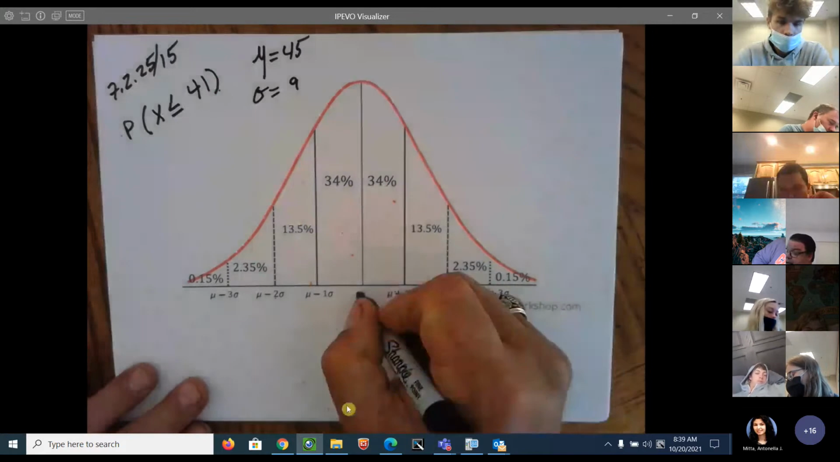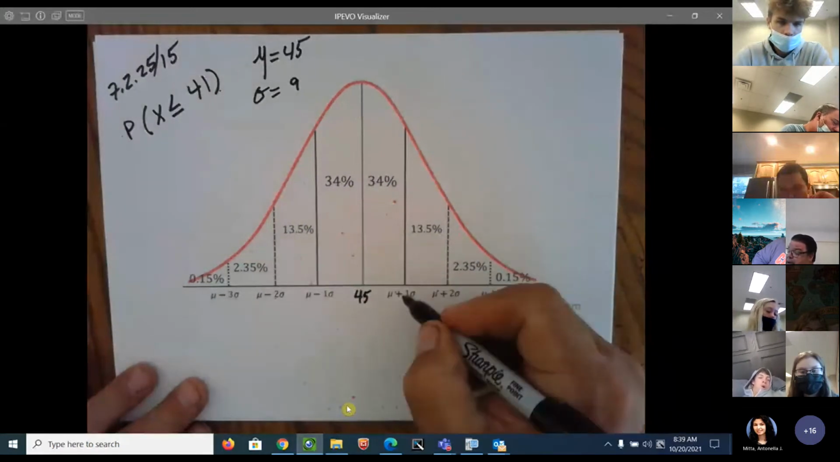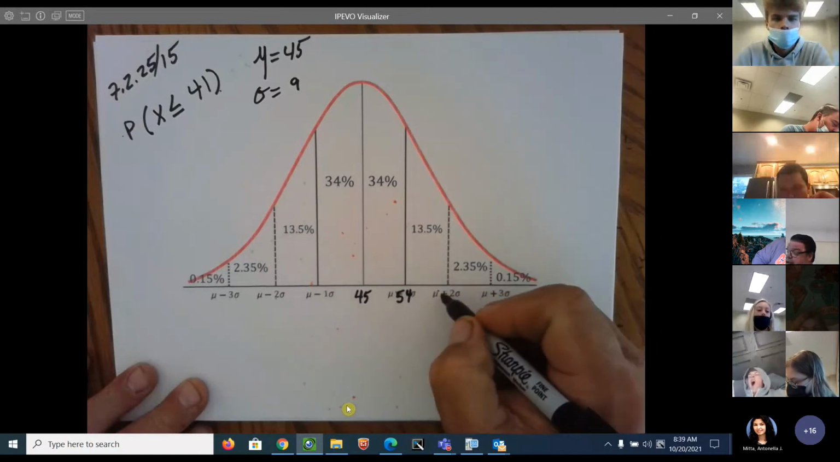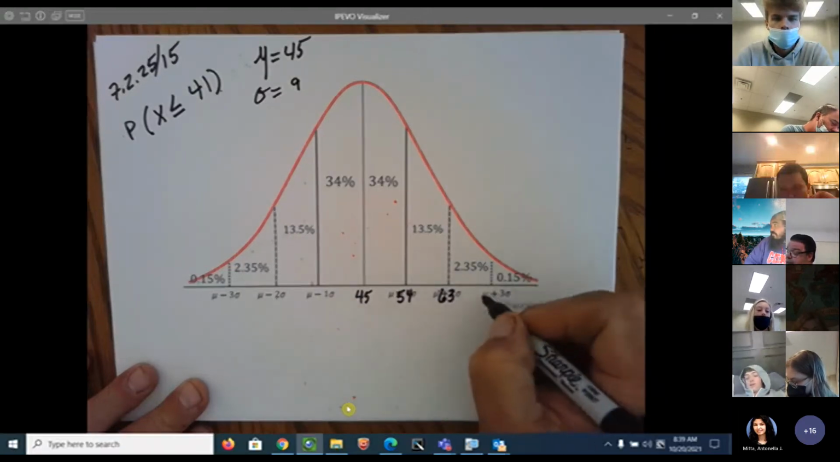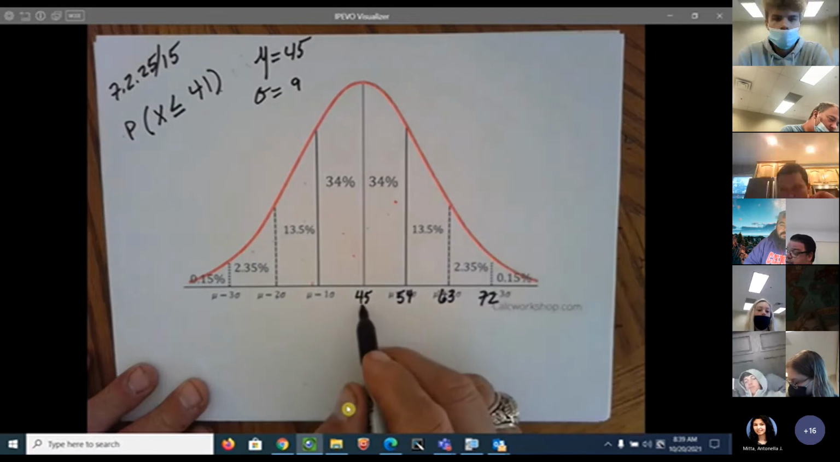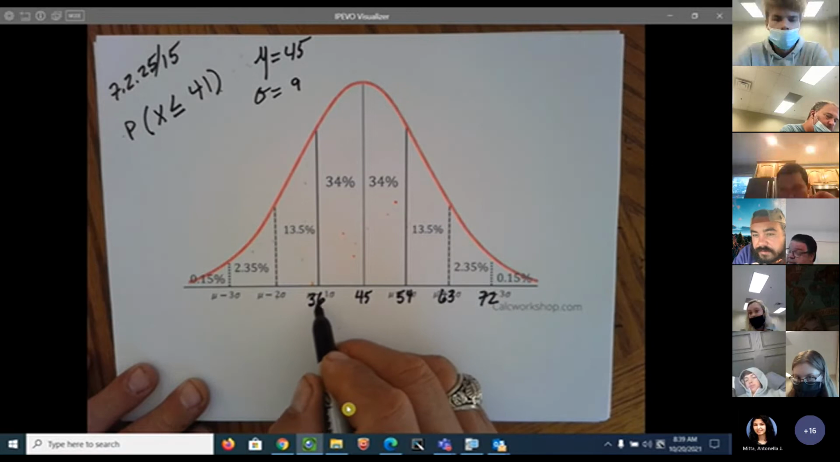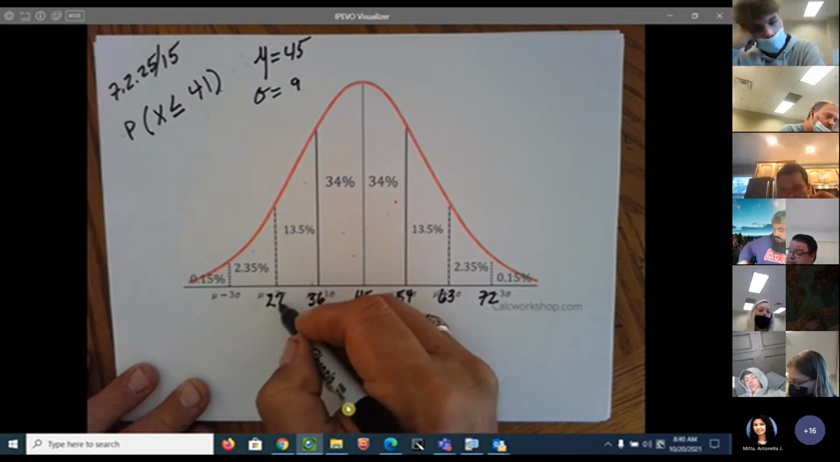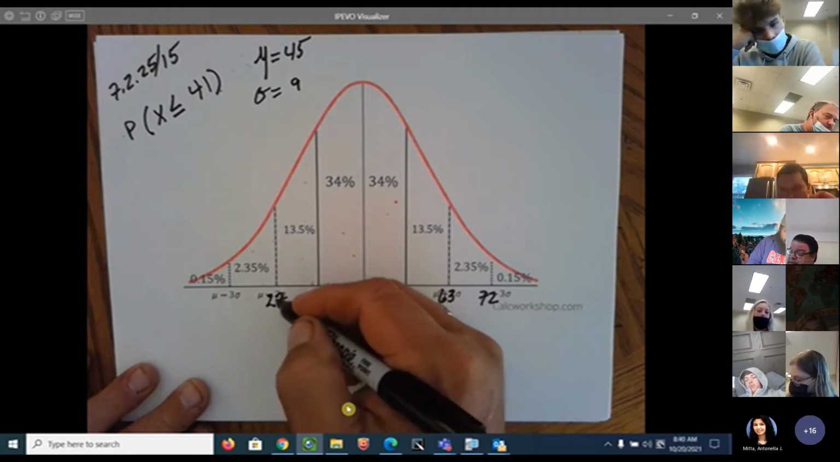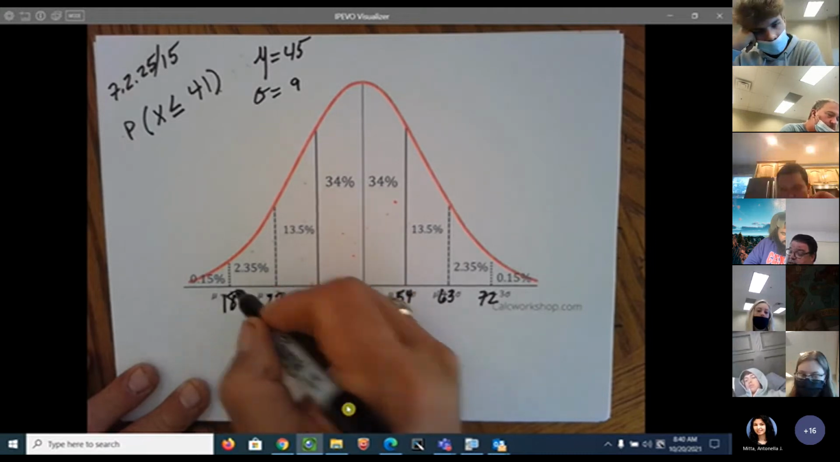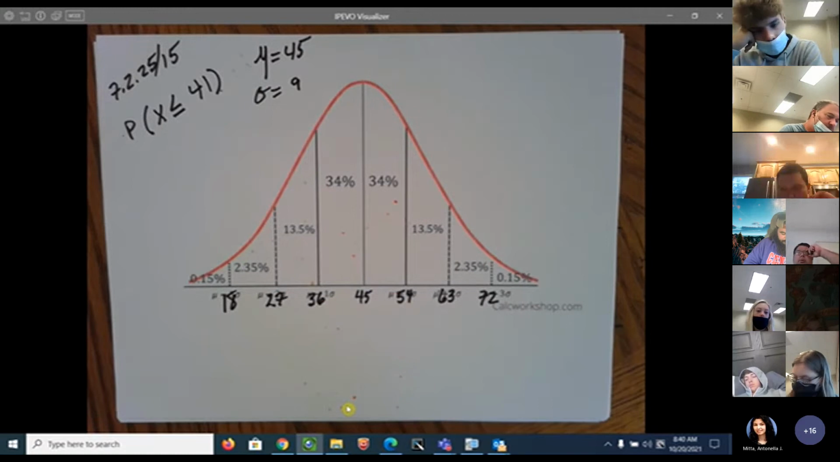And that's going to be 45. Adding 9 will be 54, 9 more will be 63, 9 more will be 72. 9 from 45 will be 36. 9 from 36 will be 27. 9 from 27 will be what? 18. Y'all check my math, please. Give me a thumbs up or a thumbs down.